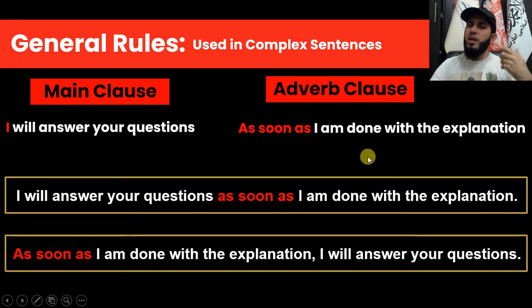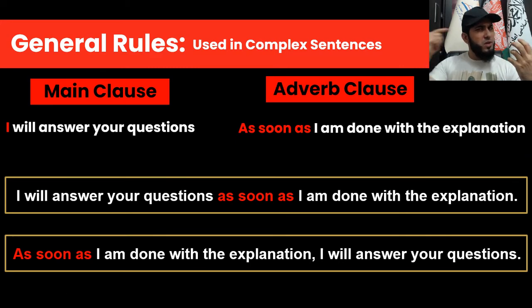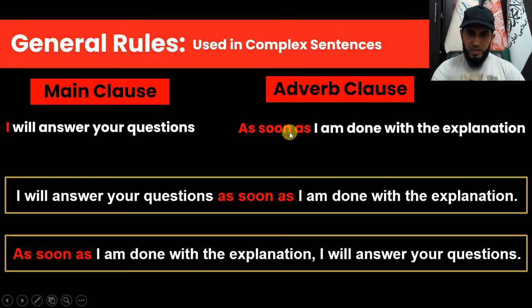But now look here, adverb clause. As soon as I'm done with the explanation, what do you think? Does it give you a complete meaning? No, it does not give you a complete meaning. It has to be combined with the independent clause, with the main clause, in order to give a complete meaning. So now, all of those points over here, see, it is a dependent clause because it is dependent on its main or independent clause. It cannot stand alone. It does not start with a subject.